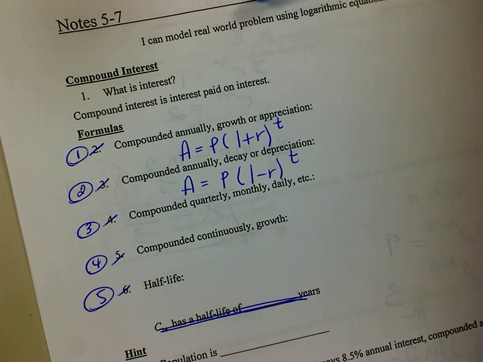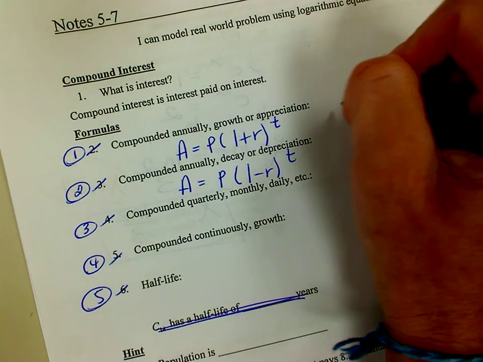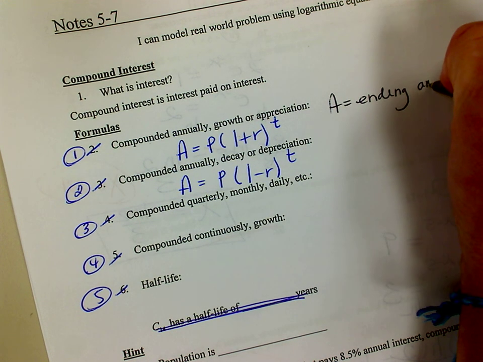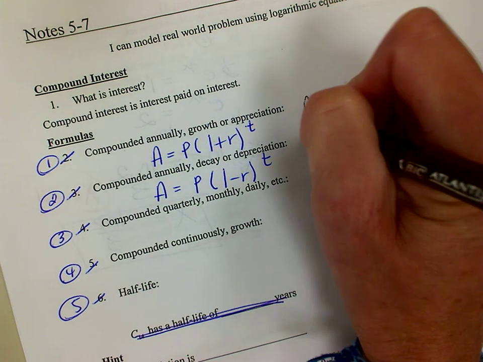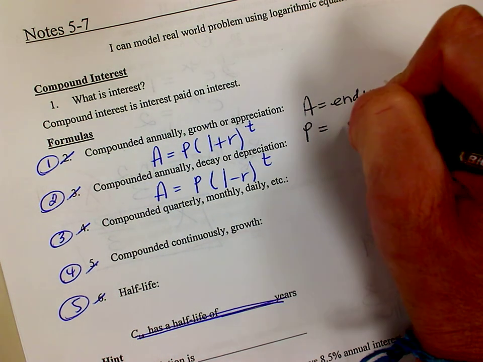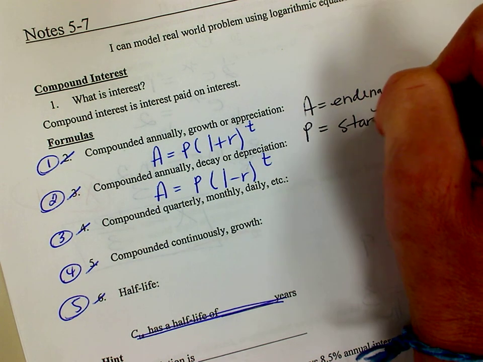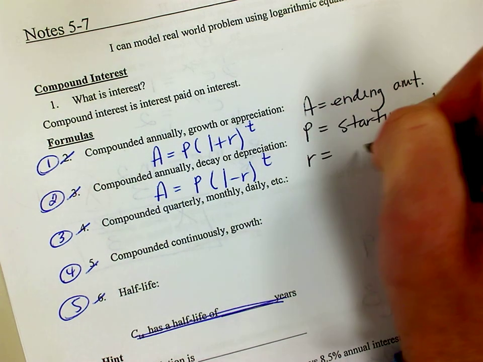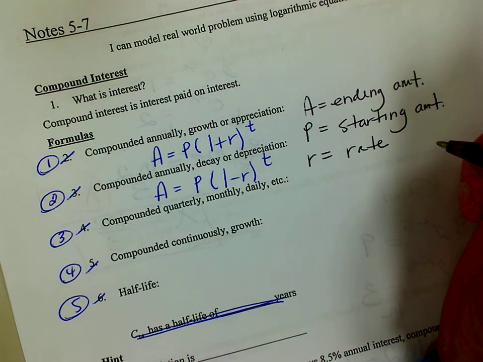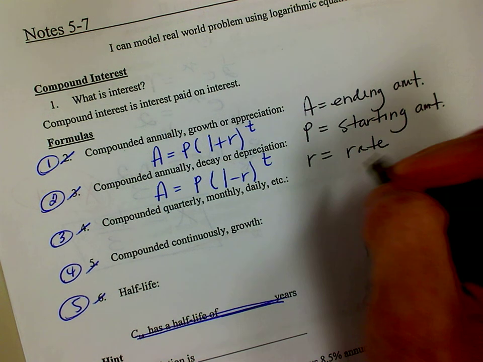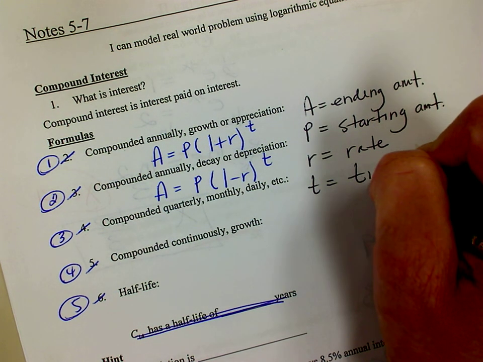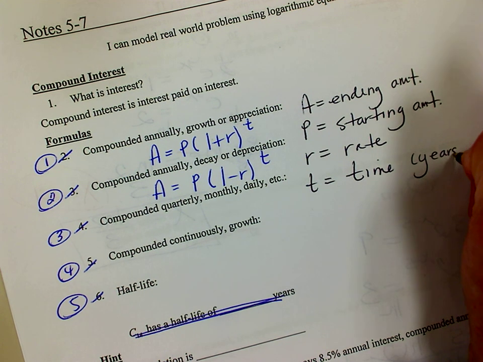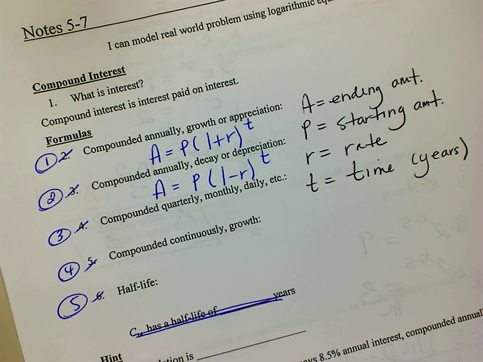So far, let's write down what some of these variables mean. A is going to be the ending amount. P is going to be the principal amount, which is also the starting amount. R is the interest rate. And T is the time, usually in years. Okay, so that's what we have so far.